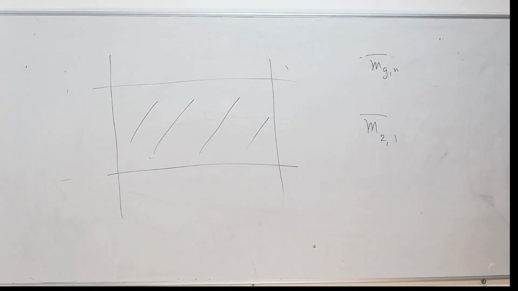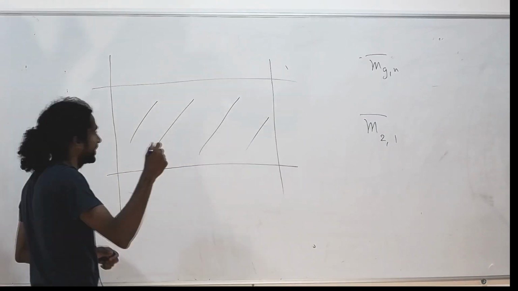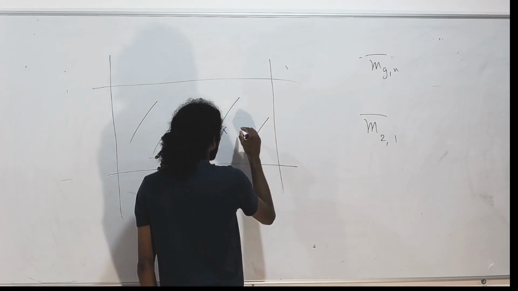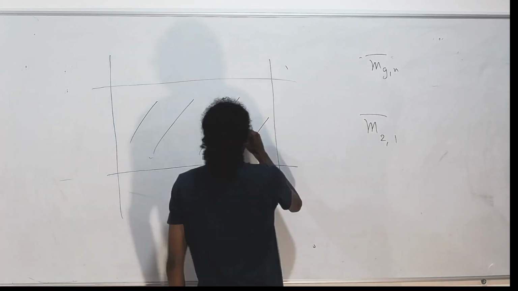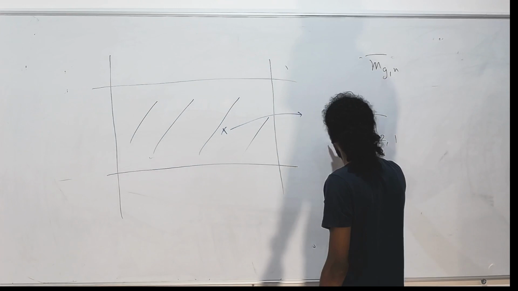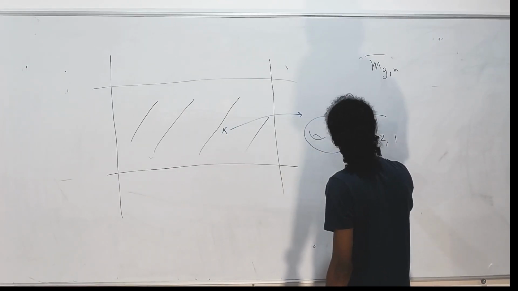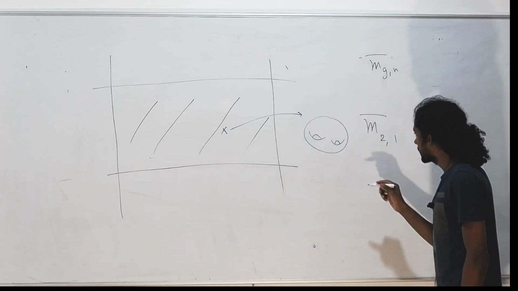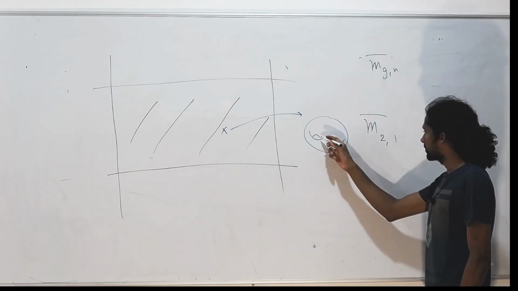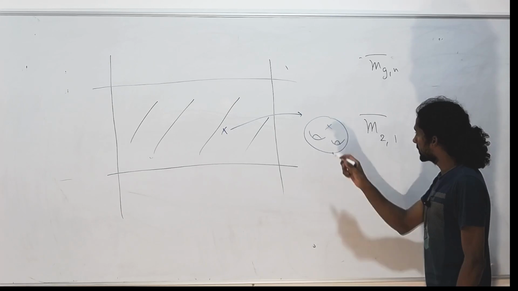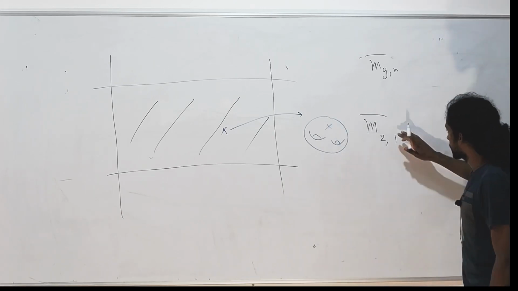And in the interior, what is a point in the interior going to look like? It's going to look like that. So it's perfectly nice and smooth curve of genus 2 and 1 marked point. No, I want to do something more. Let's do (1, 2).